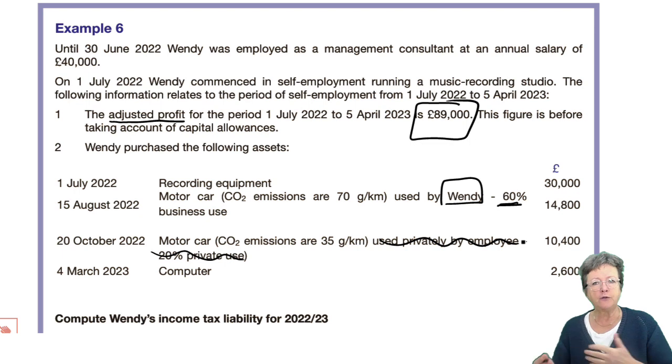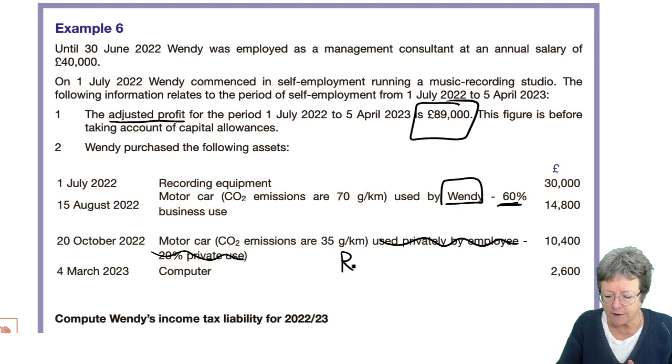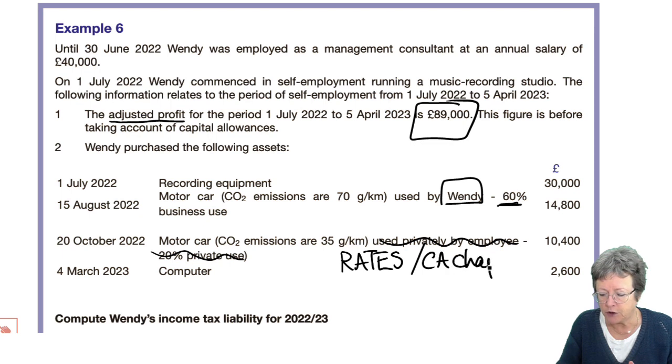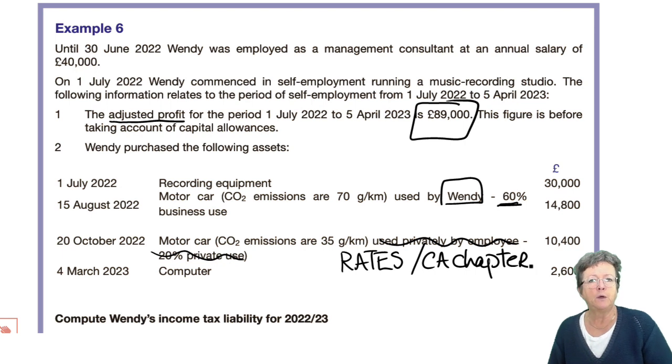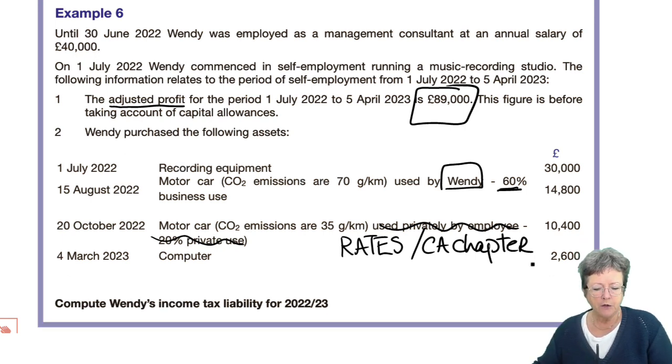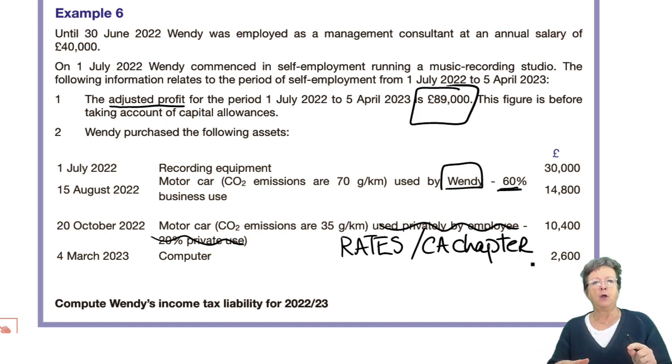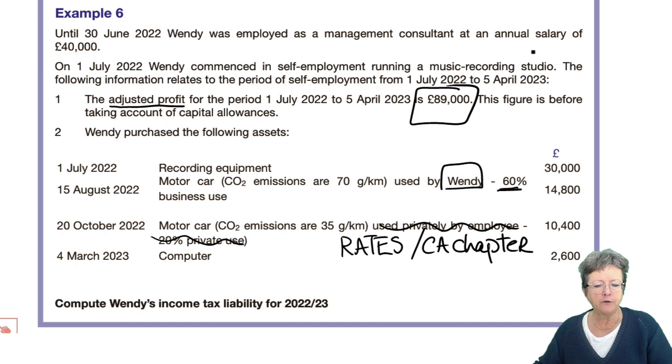Now, where the cars go will depend on the emissions levels. The information on that is in the rates. It's also in the capital allowances chapter, which you should have seen and dealt with up to this point. And she also bought a computer. So as this is a recap of several different bits, I'm going to show you the answer, and I'm going to discuss the answer and go through it with you.